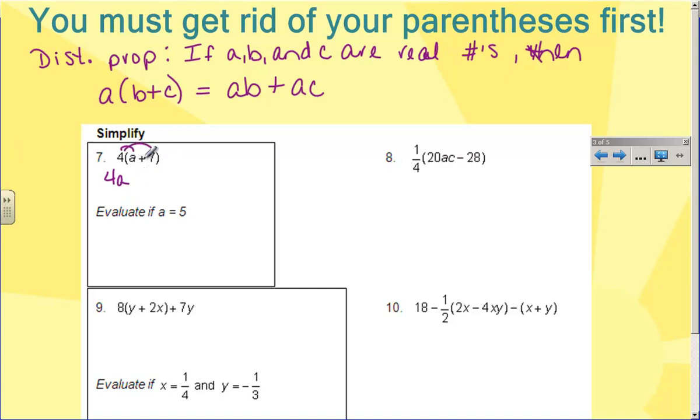Well, 4 times 7 is 28. There was a plus sign in the middle, so it becomes 4A plus 28. The most common mistake that people make whenever they are doing distributive property is to forget to do this number times the end number. Make sure you distribute to everything.